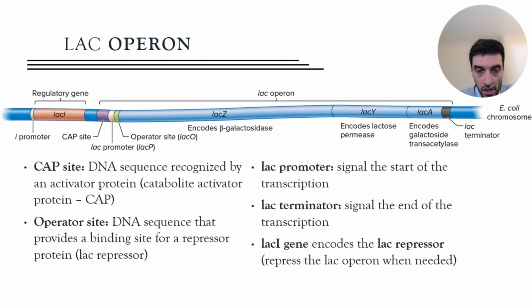That is going to bind over here and is not going to let any of these proteins be produced. Okay. We also have a lac promoter, which signals the start of the transcription, and a lac terminator, which signals the end of the transcription. And at the end of it we also have the lac I gene that's going to produce the lac repressor, which binds to the operator site when required. It's one way of regulating the lac operon into producing proteins to digest lactose.